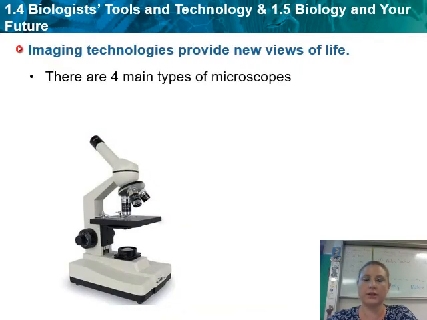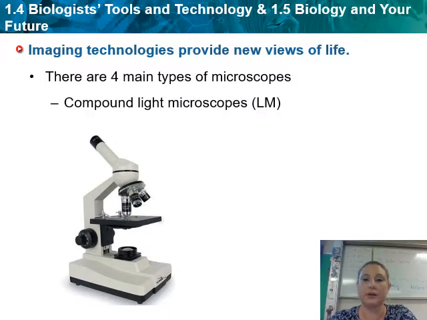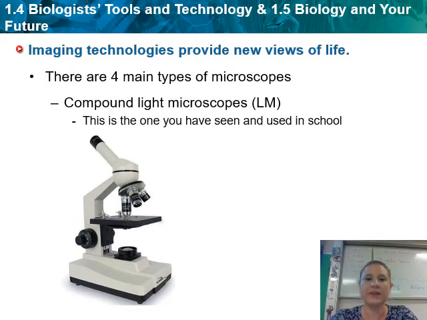So our imaging technologies provide new views of life, and we have four main types of microscopes that we're going to talk about. And the first one is the compound light microscope. Now we call this the compound light microscope or light microscope because it uses a light to shine up through the specimen. It's got to be a very, very thin sample so that light actually shines through it. And compound because we're using two lenses, okay? So it magnifies the image using the two lenses.